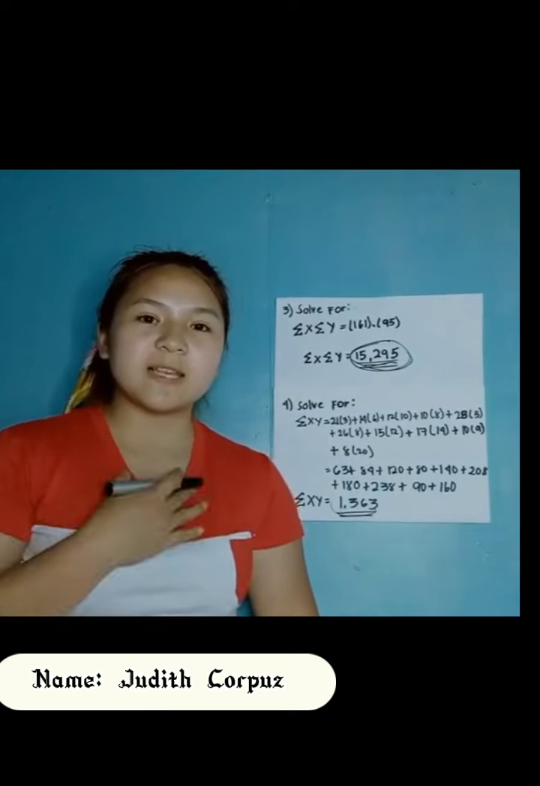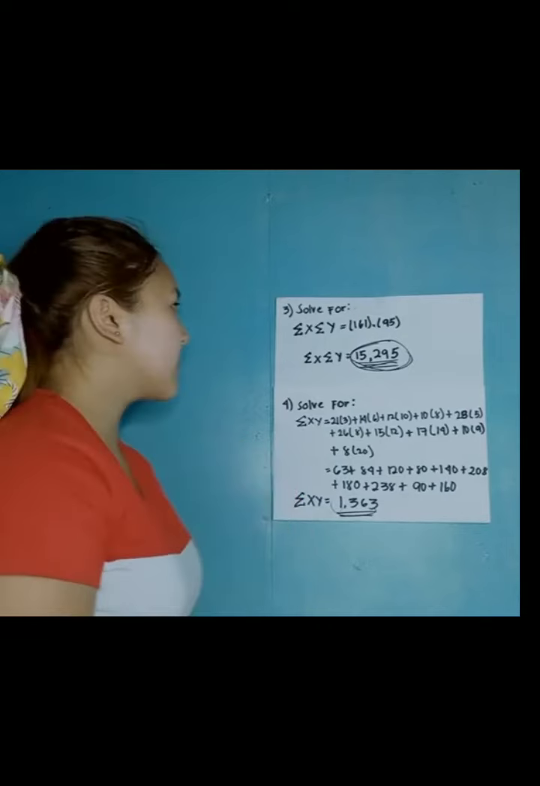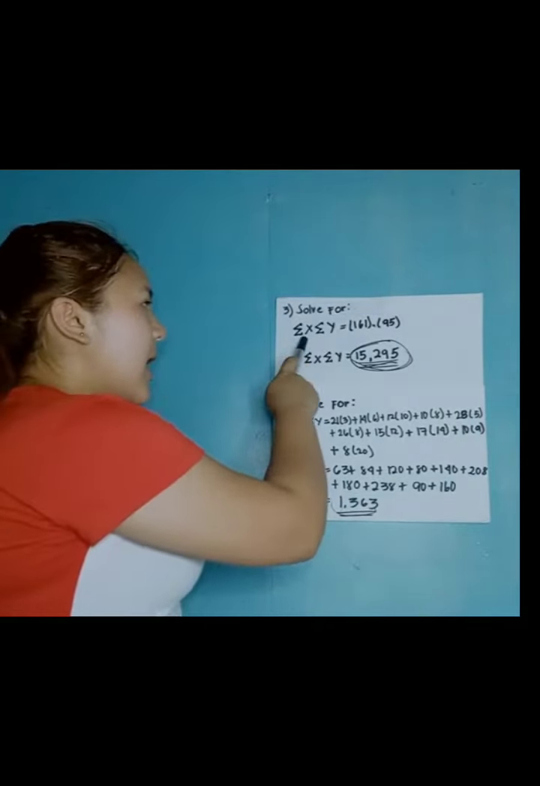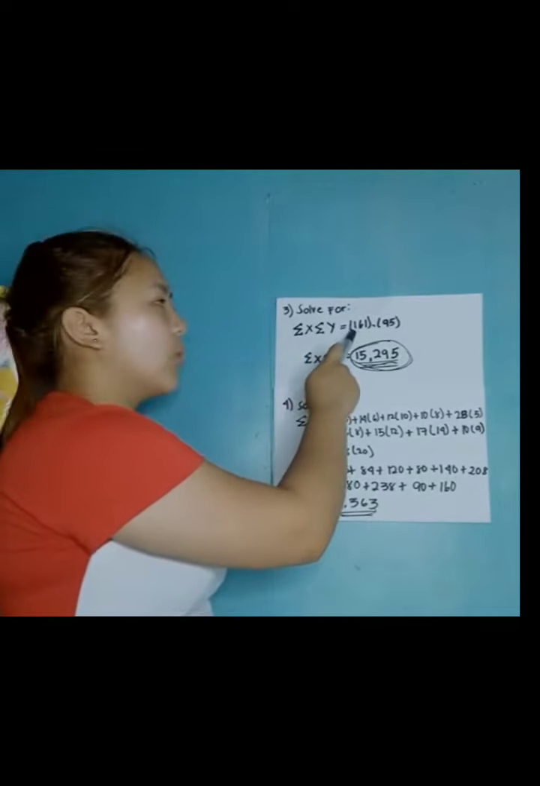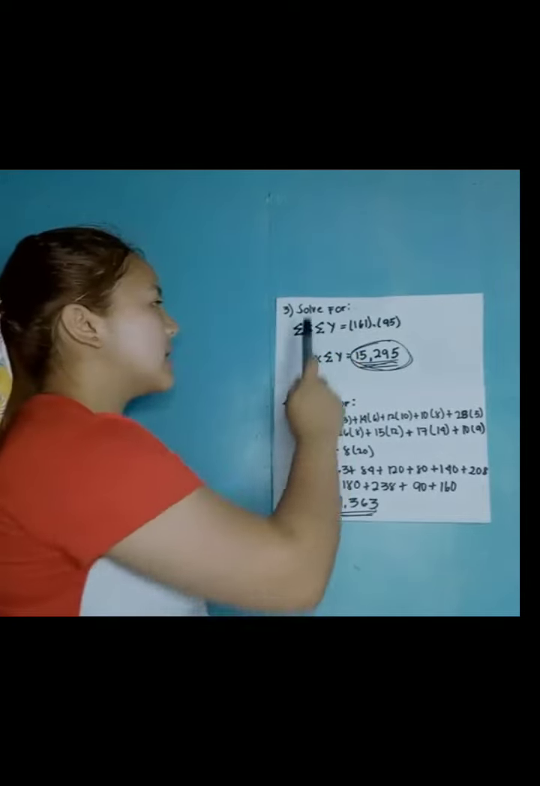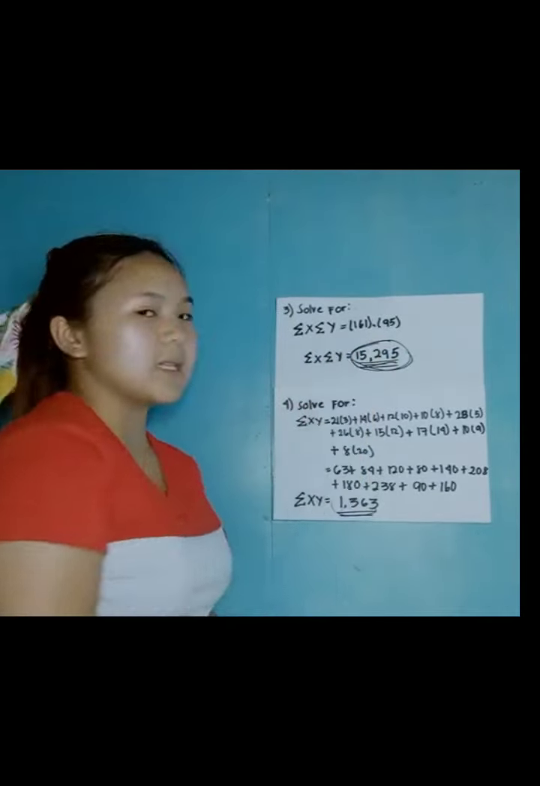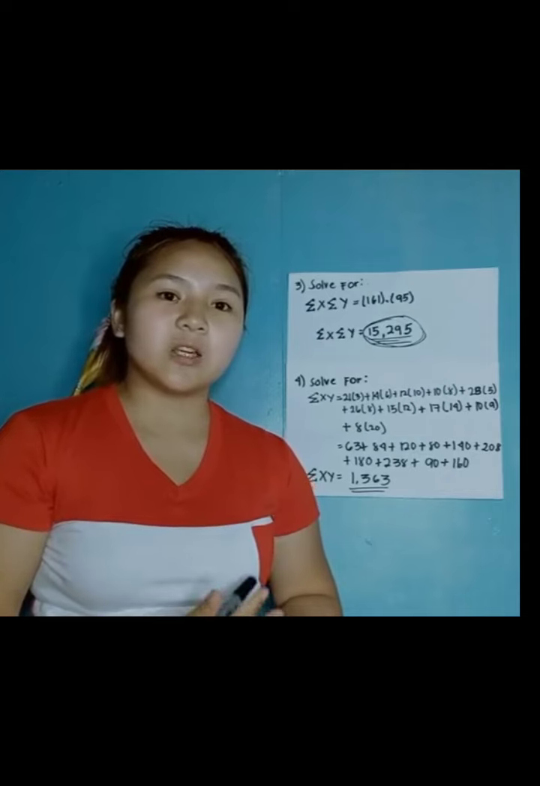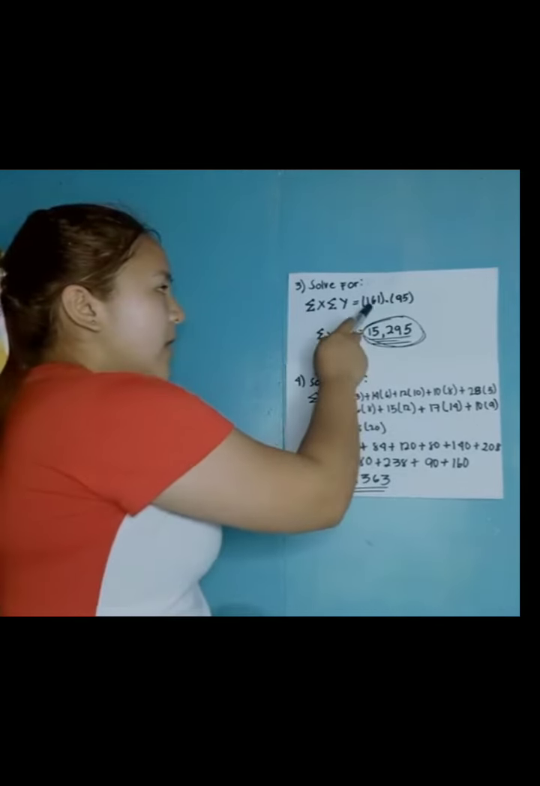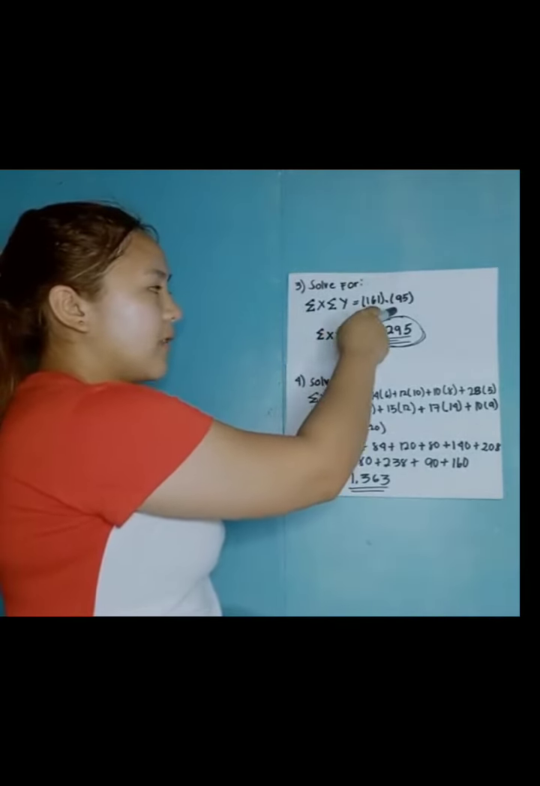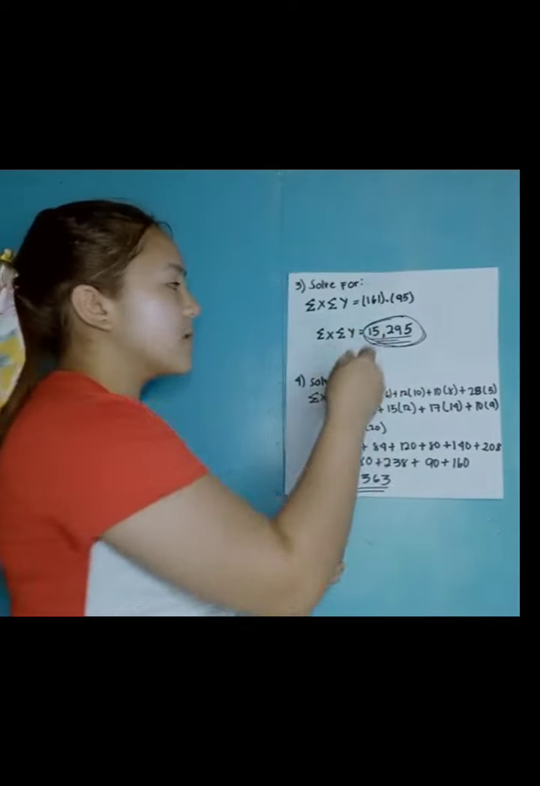Good day, sir. I'm Judith Lanzon Corpus, and here's the continuation of number 2. So, let's start. Solve for the summation of x and the summation of y. The summation of x is (161), and the summation of y is (95). The product of sums is the value resulting from multiplying the sums of the variables. So, 161 times 95 equals 15,295, and here's the result.